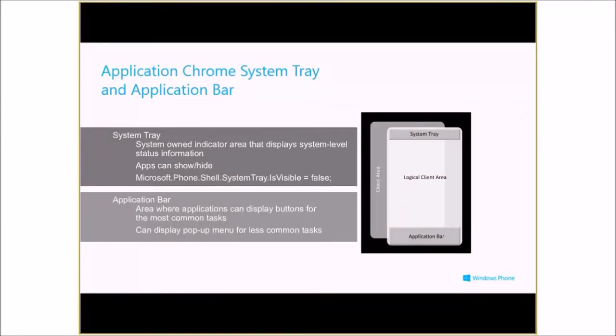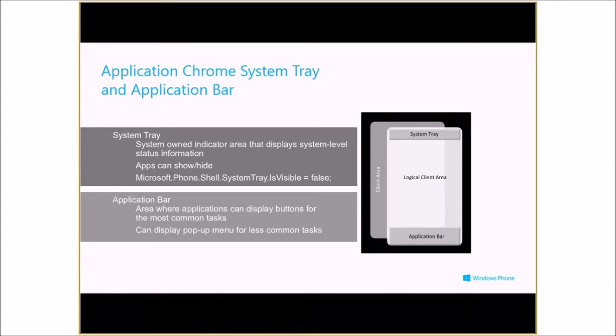Regarding the application Chrome, or the application bar, the application Chrome itself is that area which contains our system tray and the application bar. The screen display area is divided as you can see here. The system tray, the strip at the top, contains the 3G, the clock, the Wi-Fi, the battery, and whatever you want to be there. If you want your application to be full screen, you can choose to hide it. There's a property that you can set to false, which is IsVisible equals false, and then you can hide your system tray. Depending on your application, you can set it to true as well, whatever you want.